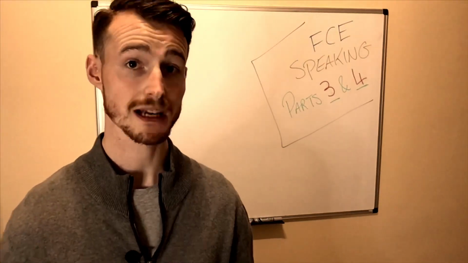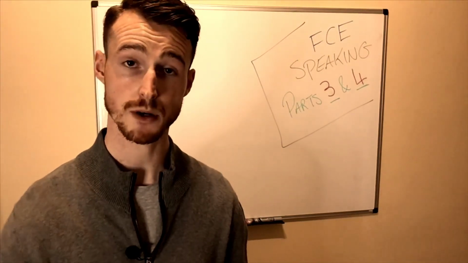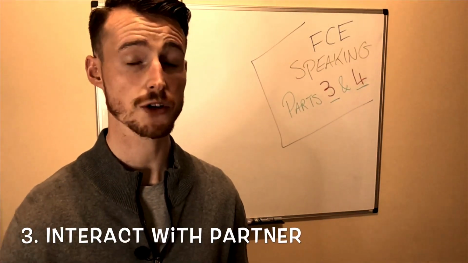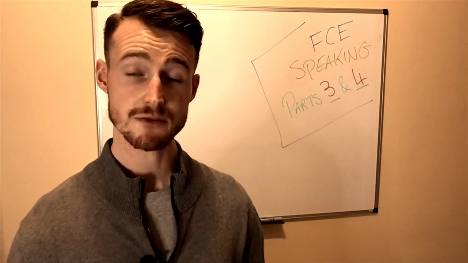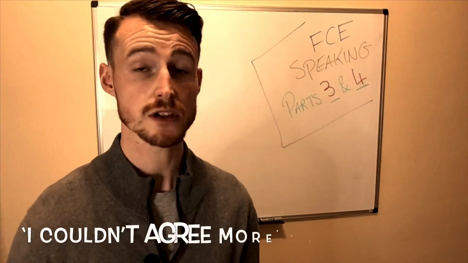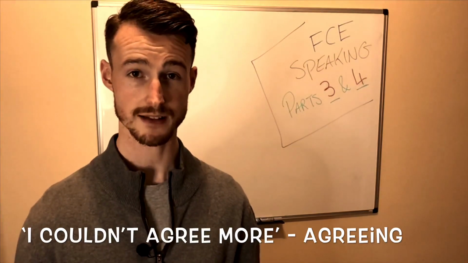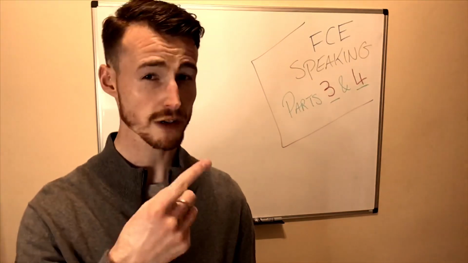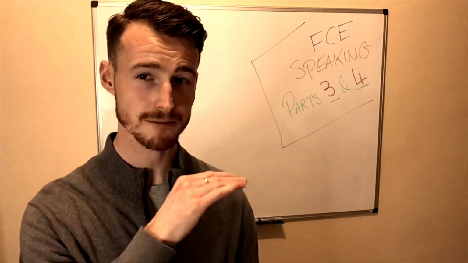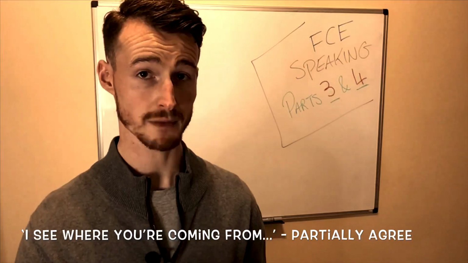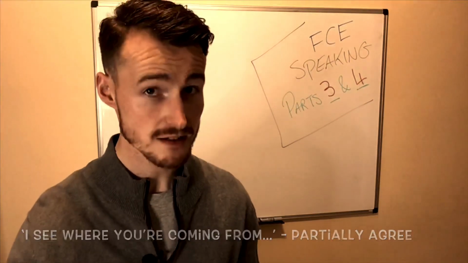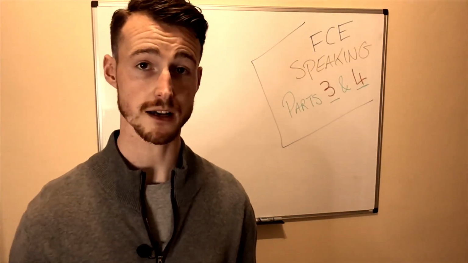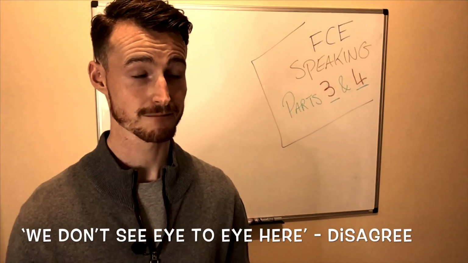Then it's very important you include your partner. So after you've given your point of view, you could say something like, what are your thoughts? What do you think? Do you agree? And then in response you could say something like, I couldn't agree more. Okay, so that's if you see eye to eye with your partner, you're agreeing. If you don't agree but you don't disagree, you could say, I see where you're coming from, but, and then you could give your point of view. And if you really don't agree, you could say something like, we don't see eye to eye here.